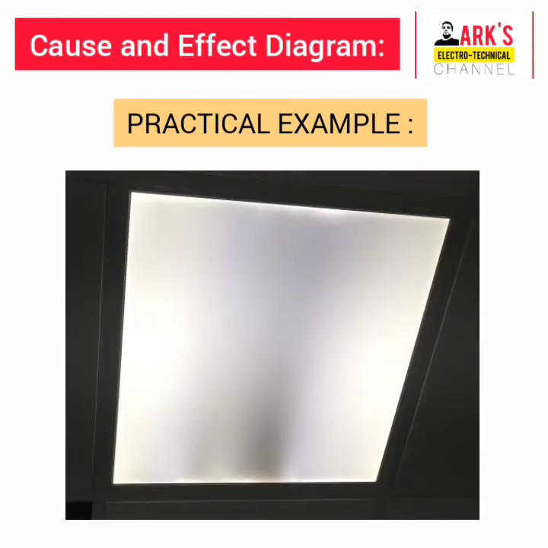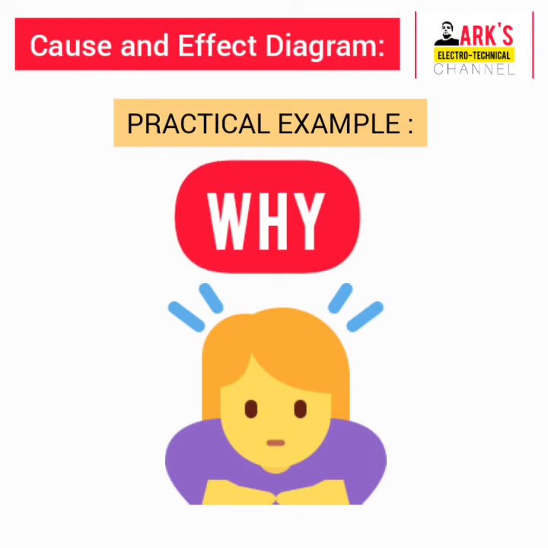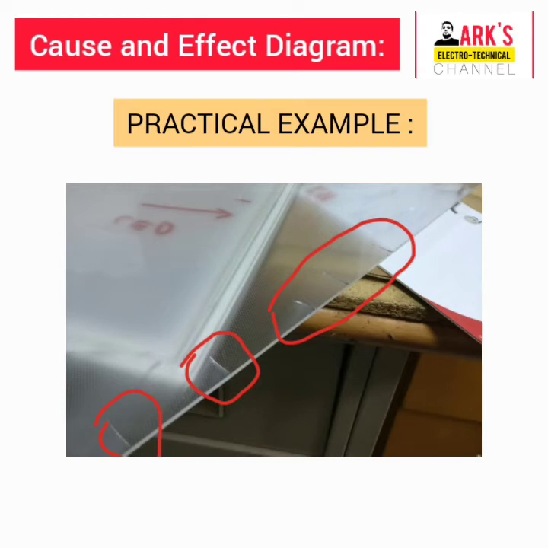This was a panel light which showed problems in just 2 months of operation. So the problem or effect was dark spots or clouds appearing in the panel light after just 2 months of operation. So now we try to dig out the causes. So we use brainstorming, ask why this happened. After dismantling, the light showed cracks on the LGP which caused dark clouds.